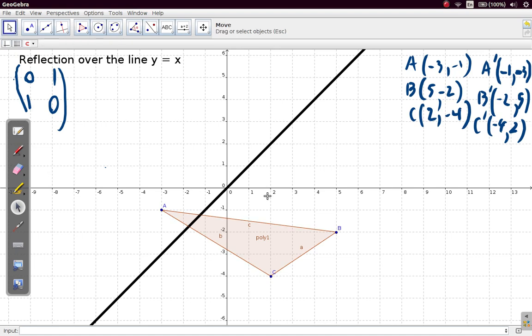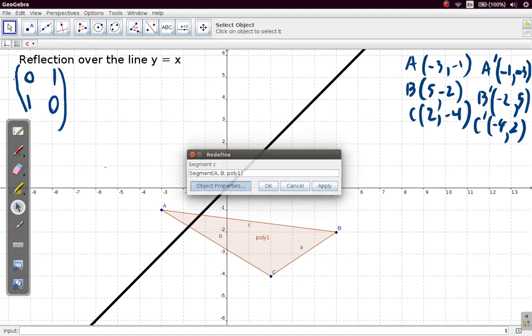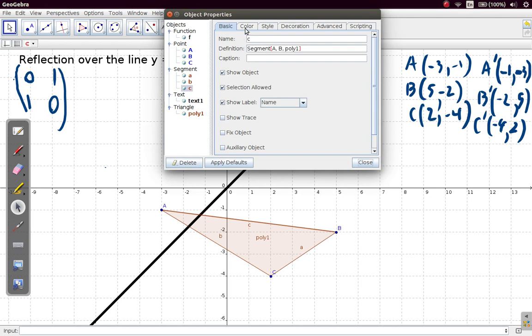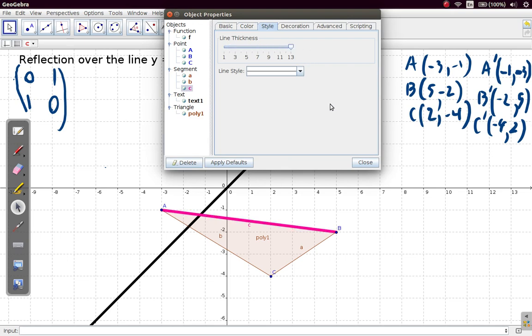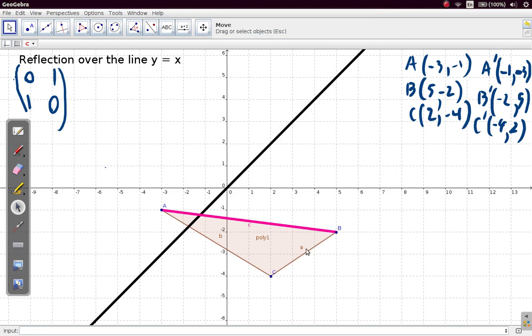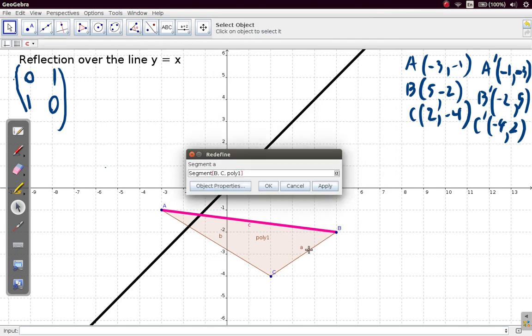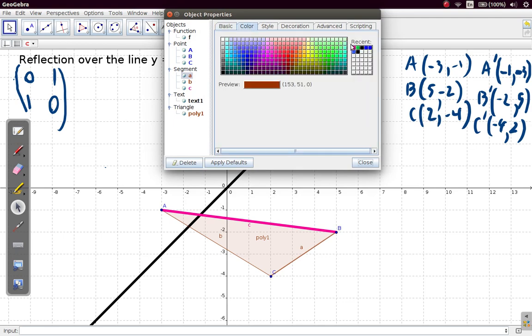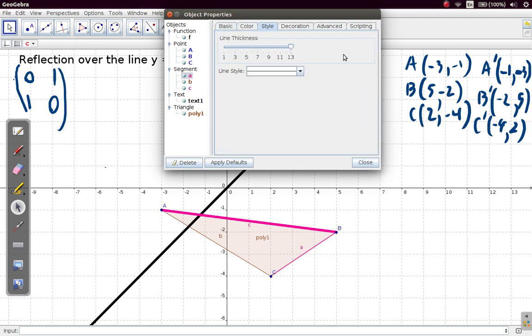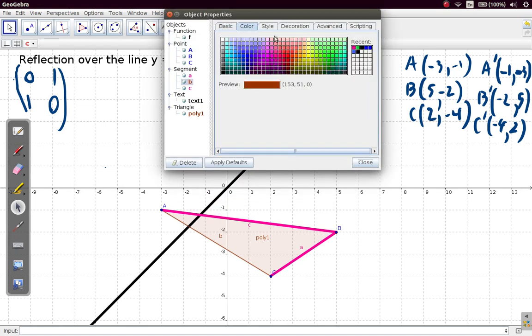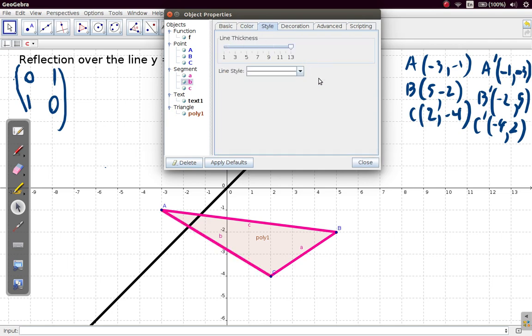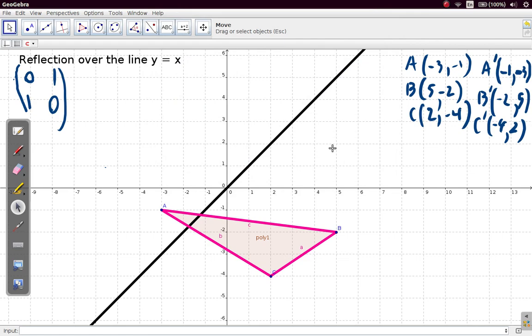So we make some adjustment on each side. Let the color be red, and we thicken the sides. Well, it looks more like pink, but anyway, this side, same color, and make it thick, and then the third side we'll also give that same color and make the side thick. Nice.